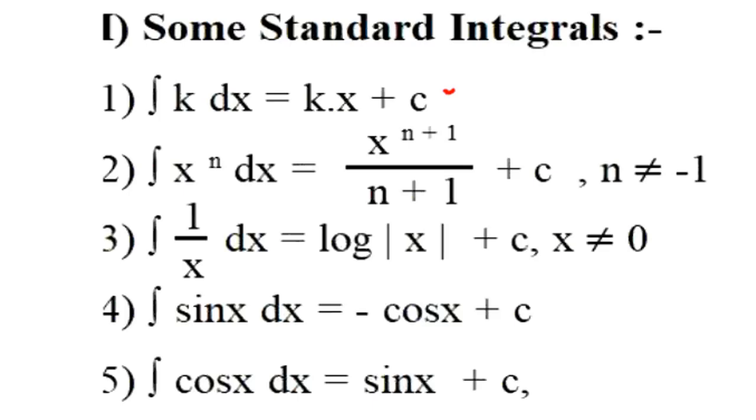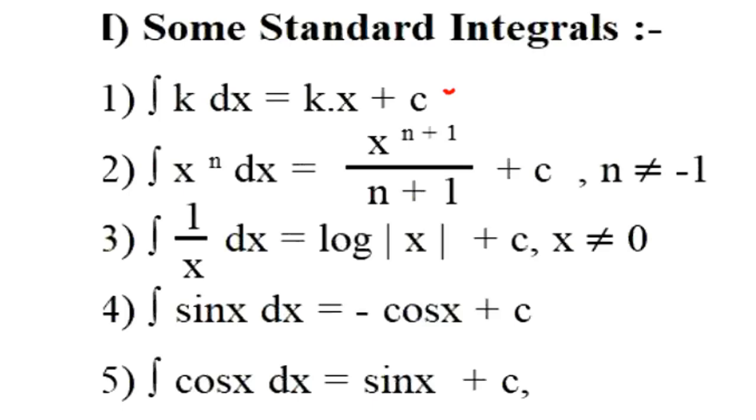Fourth formula: we know the derivative of cos x is minus sin x, and therefore the derivative of minus cos x is plus sin x, and so we have the fourth formula, integral of sin x dx equals minus cos x plus c. The fifth formula is integral of cos x dx equals sin x plus c.